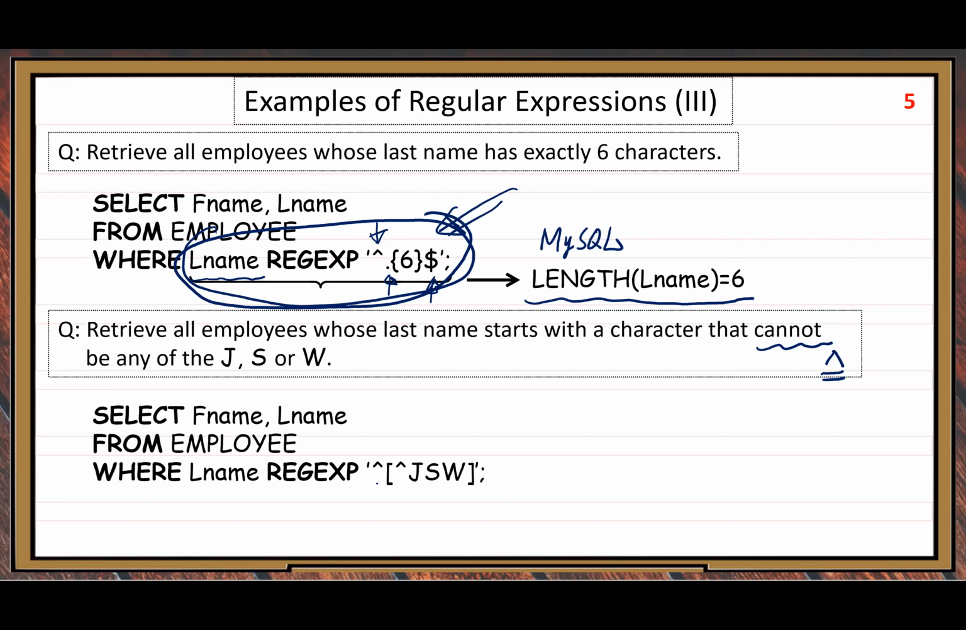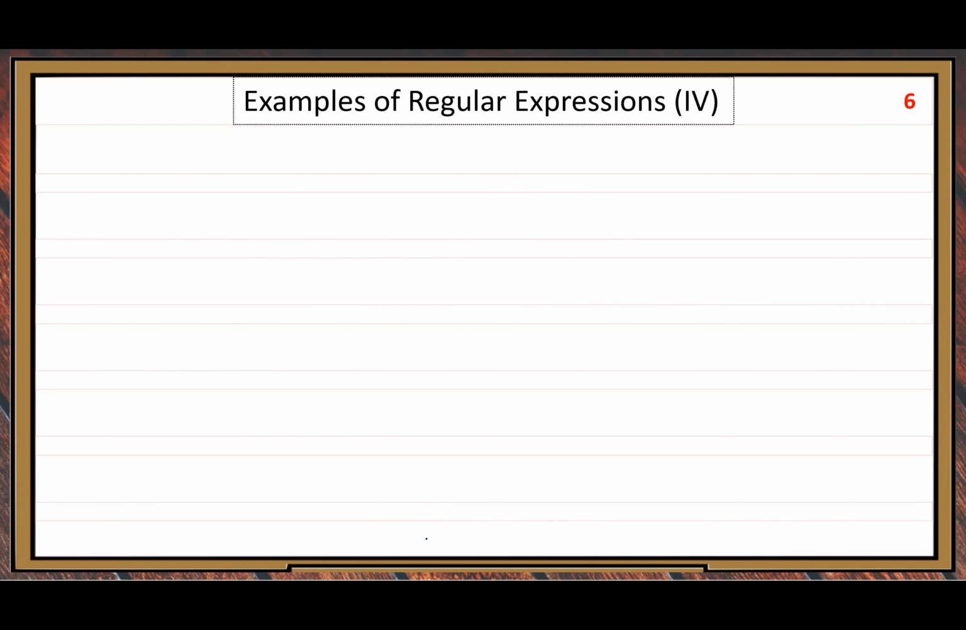Look at that. Beginning, because it says starts, we want to describe the beginning location. So first the head. Then inside the square bracket, we want to use the not meaning. So we put that head: not J, S, or W. Okay, so that's this example. Part 3 done.